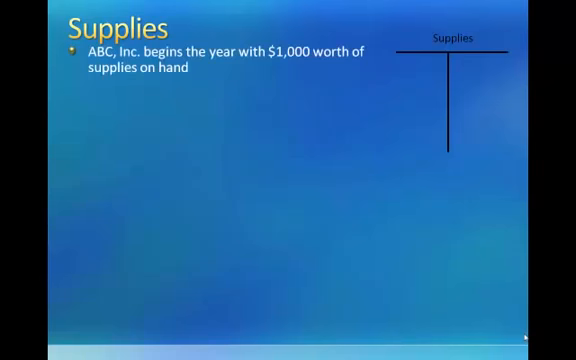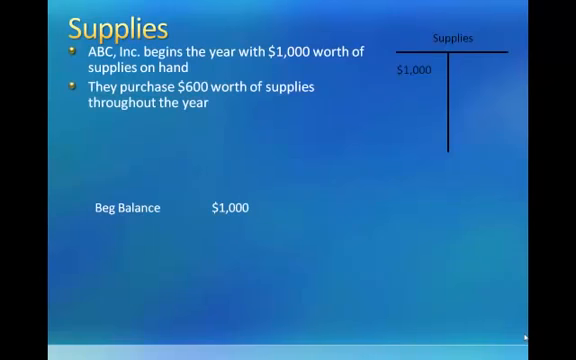Consider the following example. ABC Inc. begins the year with $1,000 worth of supplies on hand. This $1,000 represents an asset on ABC's balance sheet, which would be represented by a debit balance on the supplies T account. If they purchase $600 worth of supplies throughout the year, this would increase their supplies balance by $600, which would be added on the debit side to the supplies T account. And after this purchase, it would appear as though $1,600 worth of supplies should be on hand, the $1,000 that we started with plus the $600 that we purchased.